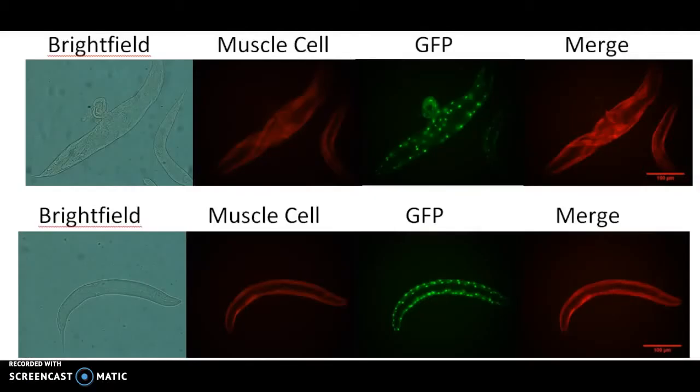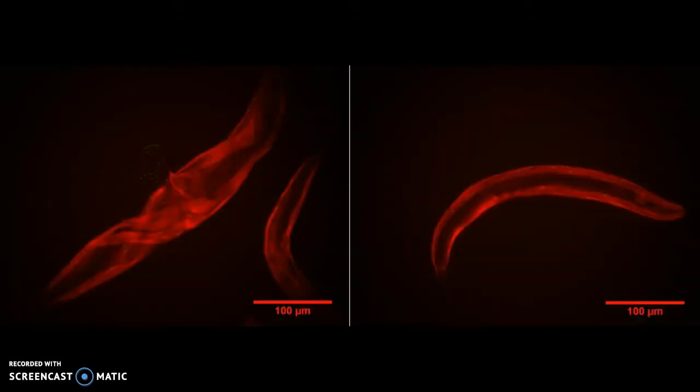On the top is the double mutant at 20 times magnification. Underneath is the wild-type marker. From left to right is the bright field, the muscle cells highlighted in red, the nucleus of the muscle cells highlighted in green, and a merged picture of red and green. The double mutant is on the left, and the wild-type marker is on the right at 20 times magnification. The mutant is different from the wild-type and shows a twisted musculature.